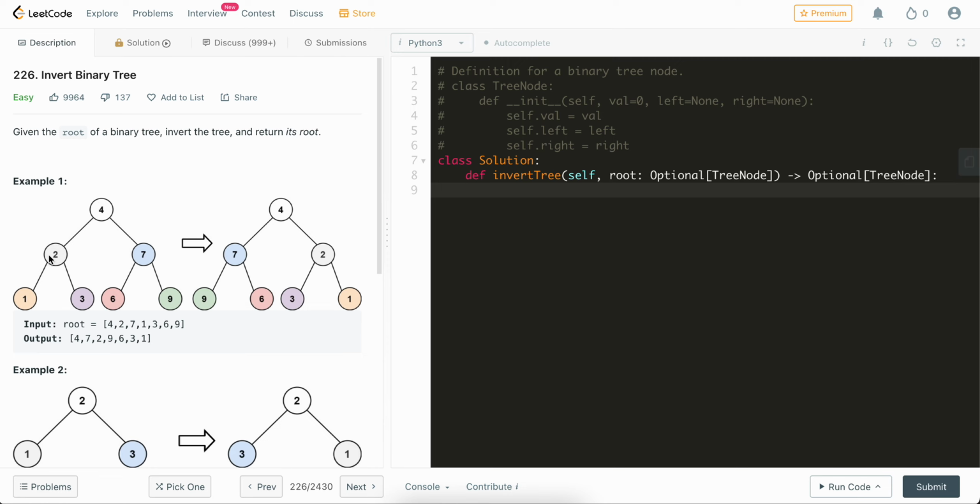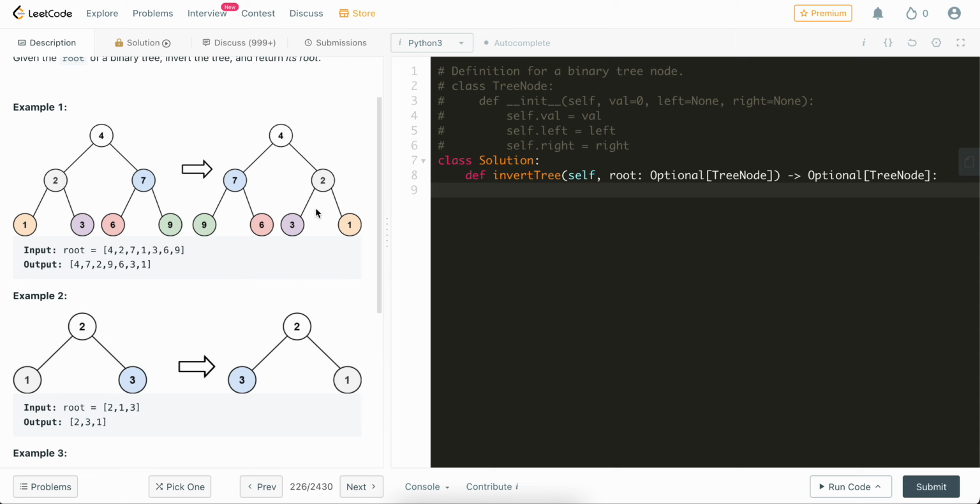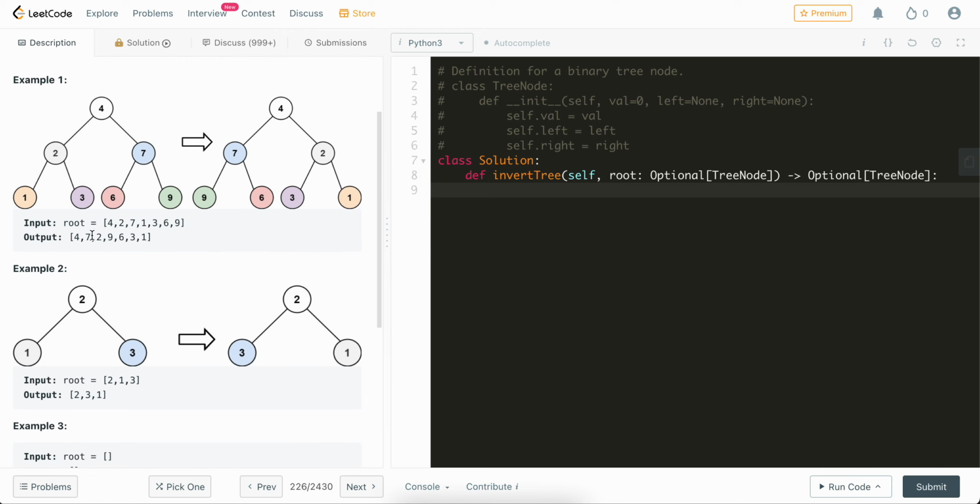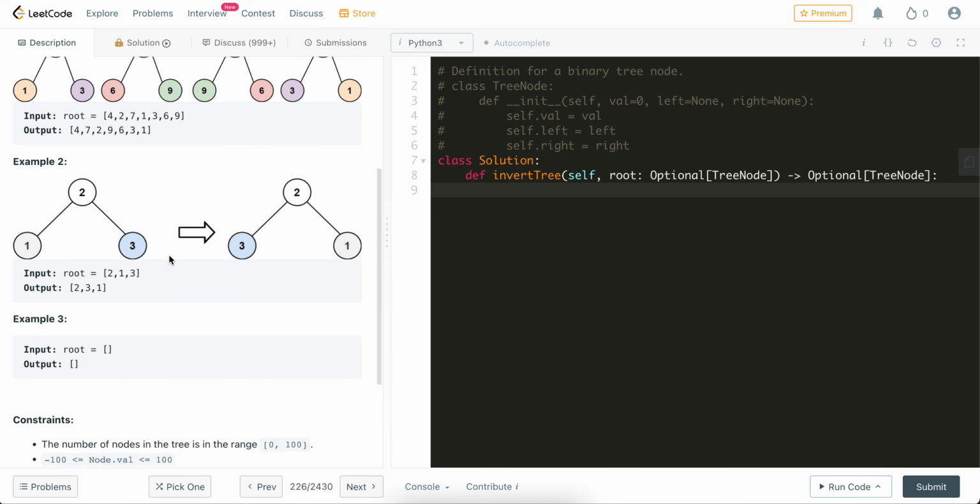We could see, with this example, that what was the left of 2 is now the right, and what was the right is now the left. And likewise for the subtrees of those nodes, what was the right of 2 is now the left of 2. Likewise for 7, what was the left of 7 is now on the right, and what was the right of 7 is now on the left. And we're returning that output. Given another example, we just have a 3-node tree here. We have a 2, a 1, a 3, and we're quite frankly just swapping them.